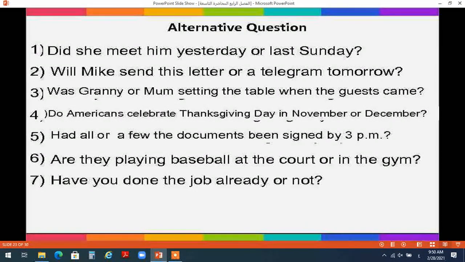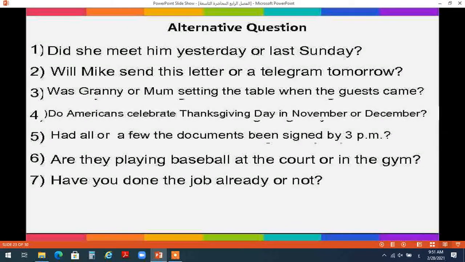Number three, was Granny or Mom setting the table when the guests came? Here we have two options, either the Granny or the Mom was the one who set the table. Number four, do Americans celebrate Thanksgiving Day in November or December? Here we're asking about the month or the time when Americans celebrate Thanksgiving. Is it in November or in December?